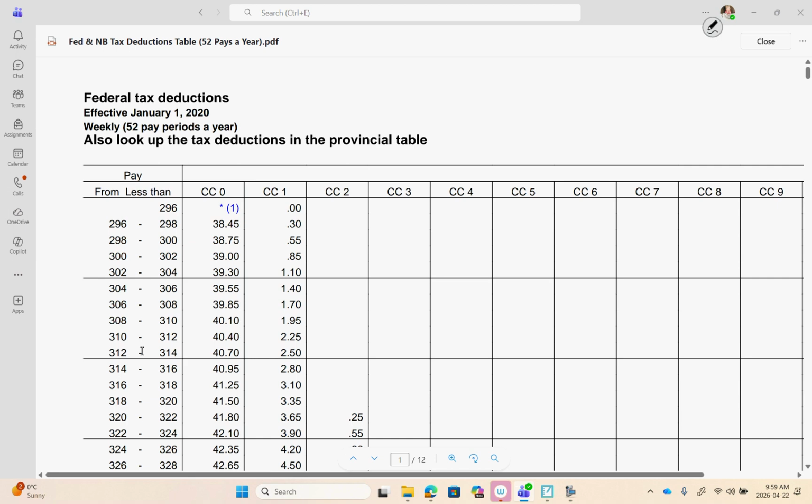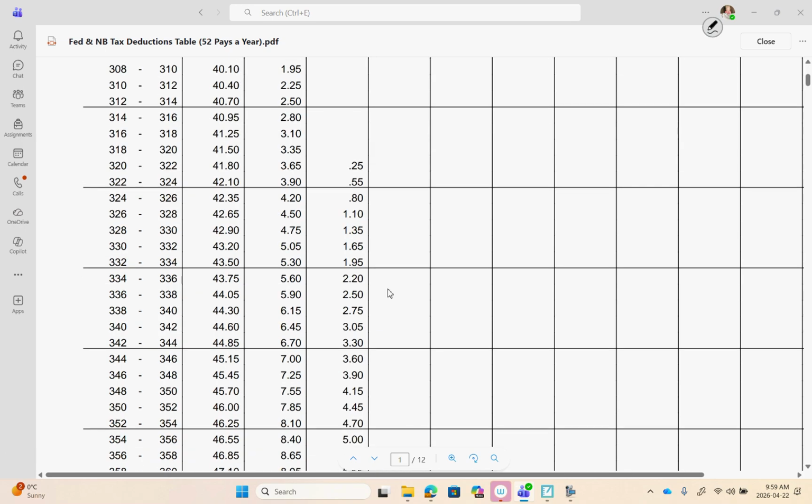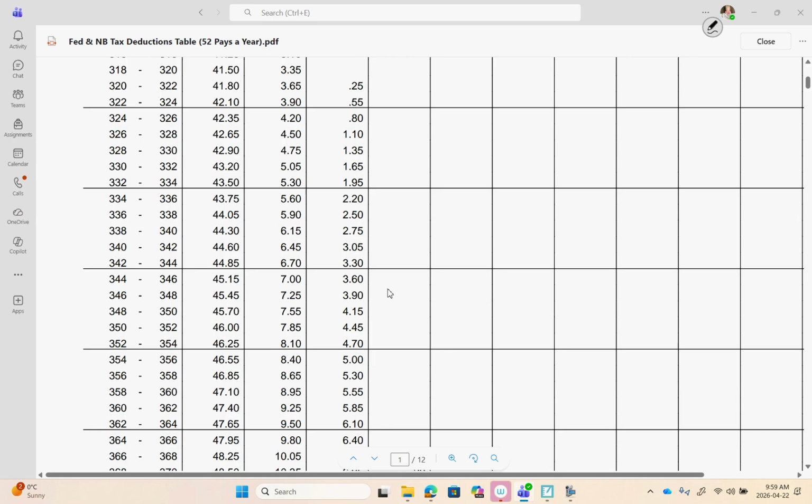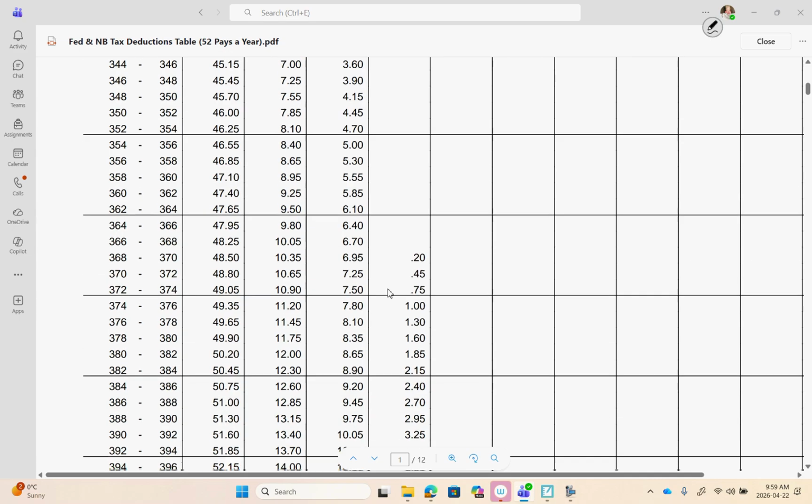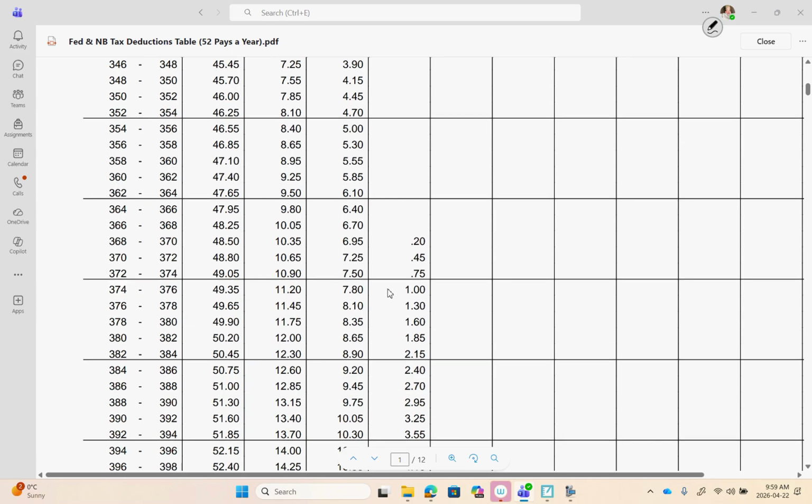The first column is the taxable gross amount. And then it goes claim code 0, claim code 1, 2, and 3, all the way up to 9. We're looking for claim code 3. So I got to scroll down this until I find the taxable gross. Do you remember what the taxable gross was? 386. Okay. So this is like 384 right to 386. This goes 386.01 to 388. Use the first one.